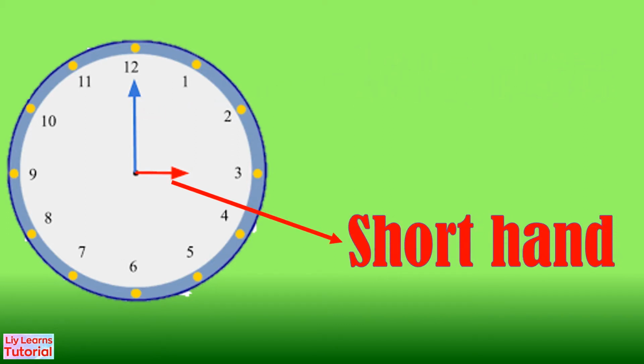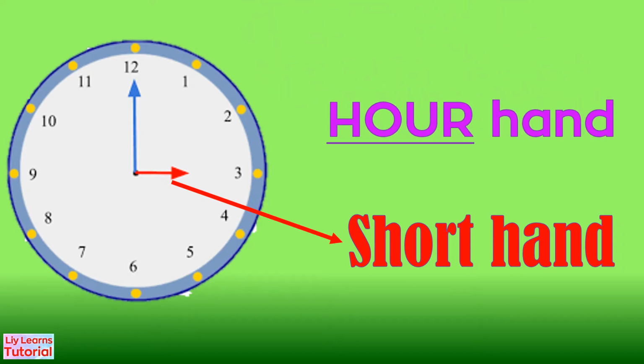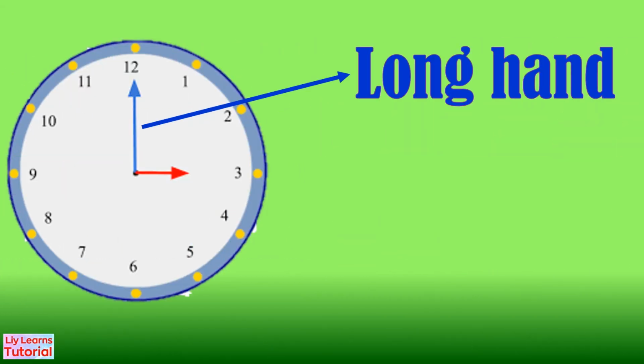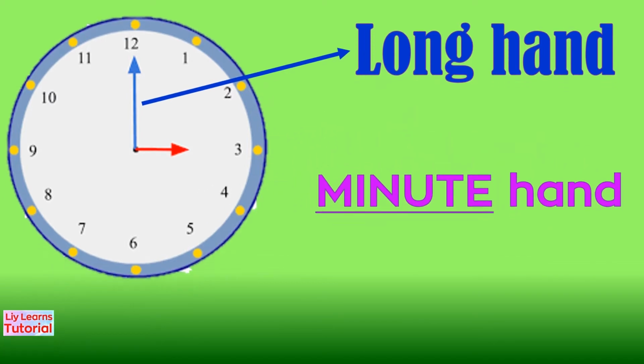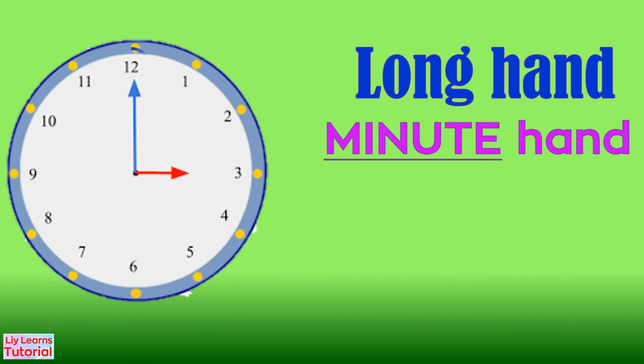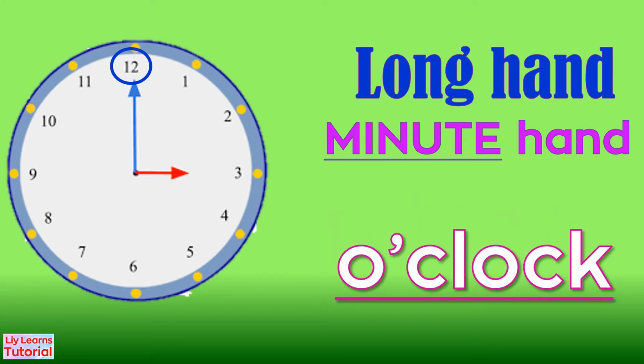The short hand is called the hour hand because it tells the hour. We read the hour hand by the number it's pointed to. The long hand is called the minute hand because it tells the minute. If the long hand is pointing to 12, we say o'clock. In today's lesson, we'll focus on the o'clock times only.